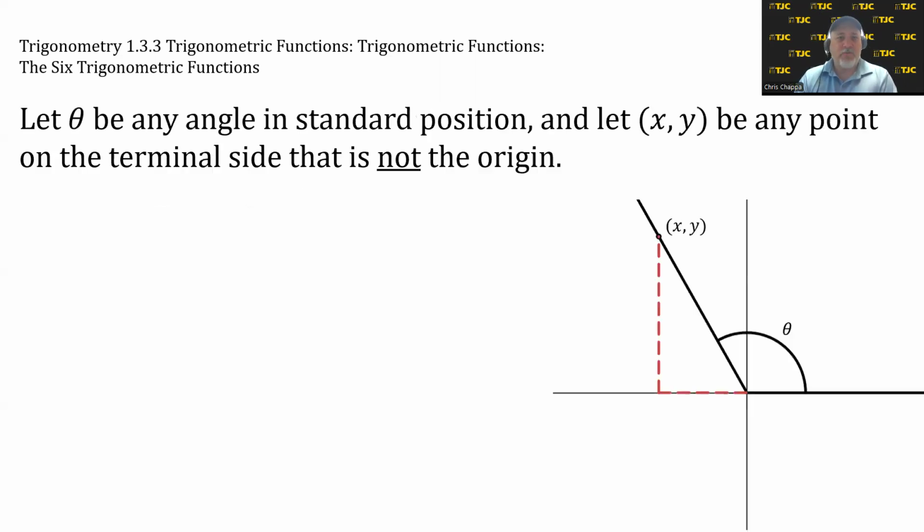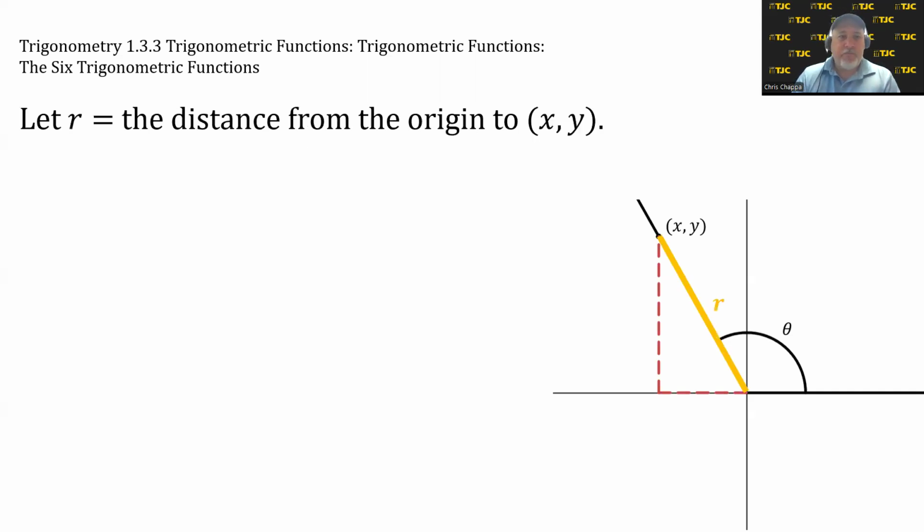So what are these things? Well, they take in an angle, so we're going to start with an angle theta in standard position and let x, y be any point on the terminal side that is not the origin. Remember, standard position means vertex at the origin, initial side on the positive x-axis. Now, if we have a point that's not the origin, we can let r equal the distance from it. If it were the origin, then the distance would be 0.